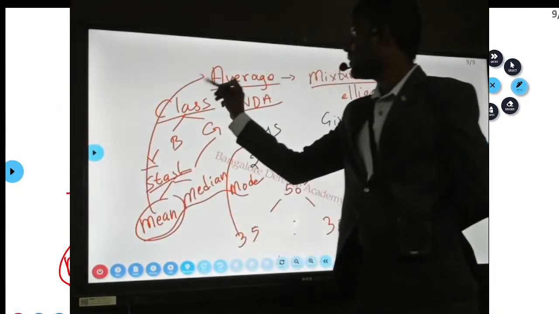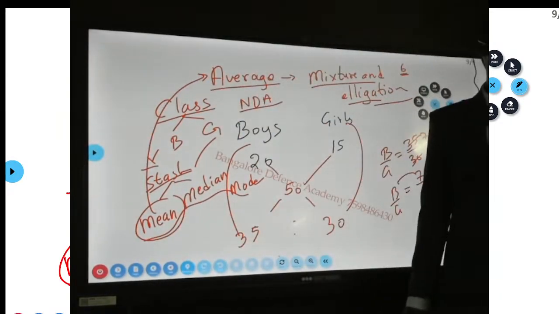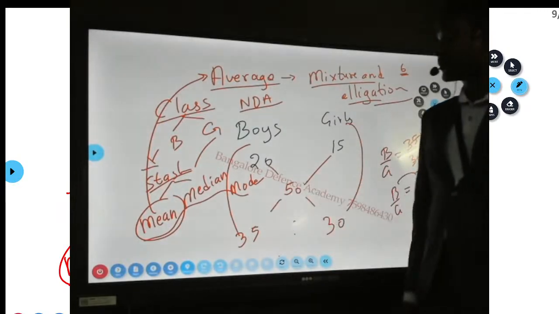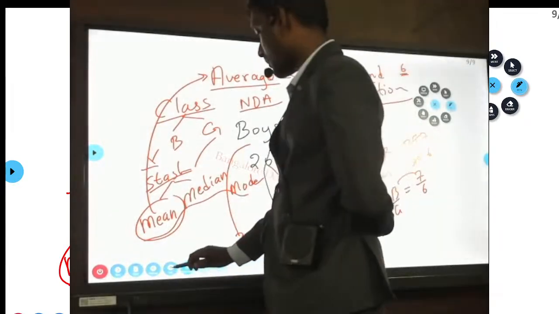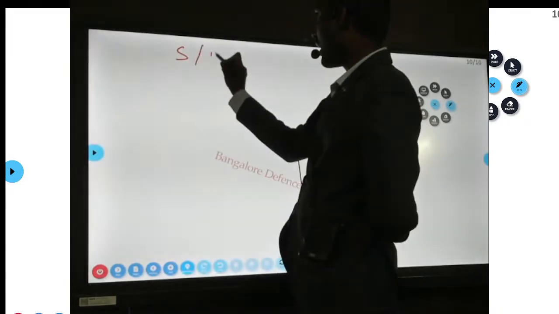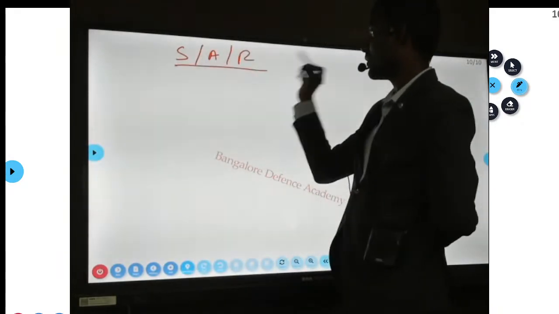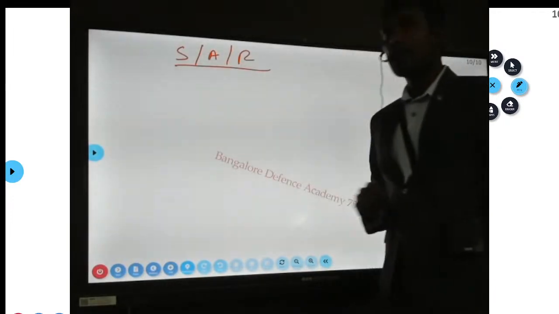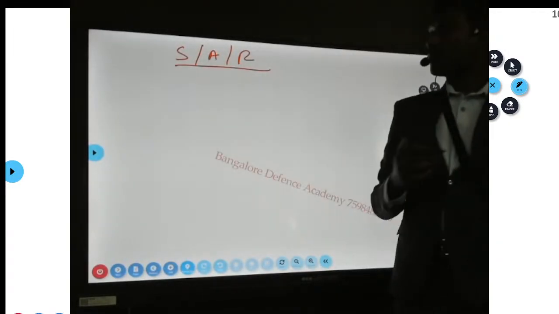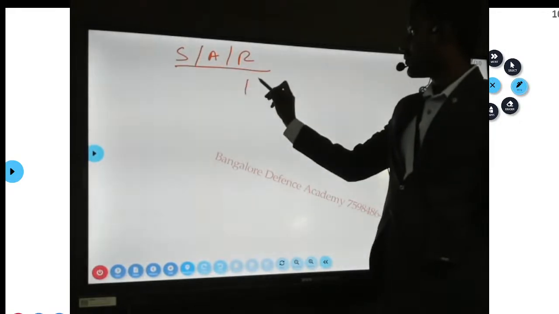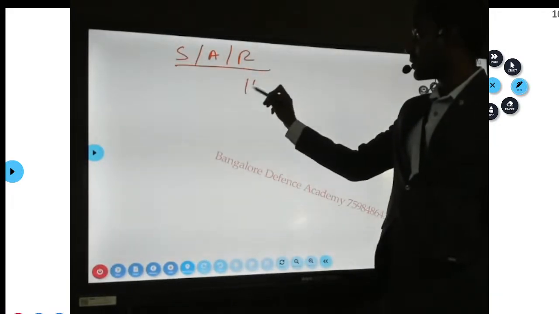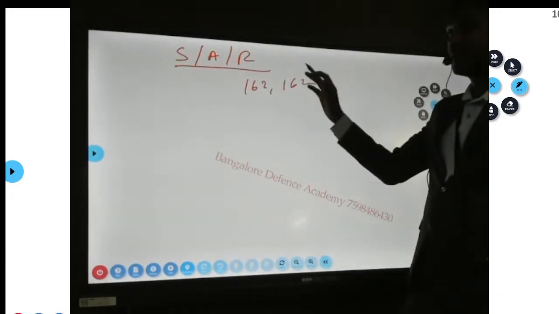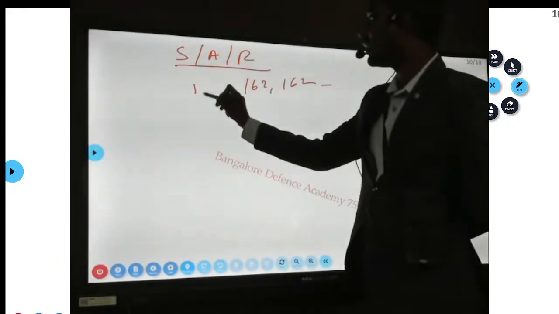Mean is nothing but average. Now the question will be like this. For Sainik School, imagine, Sainik School, Agnipath, RMS, AFCAT or some other exam, CDS, they'll ask you a question like this. In a class, there are 5 students. The average, the mean height is 162, 163, something like that.